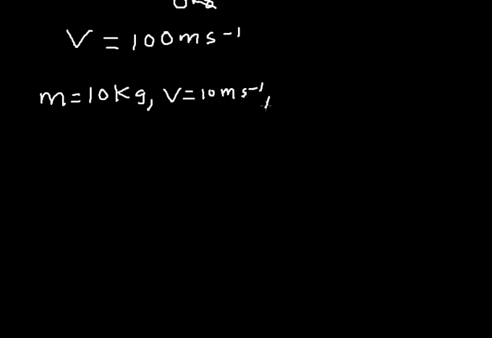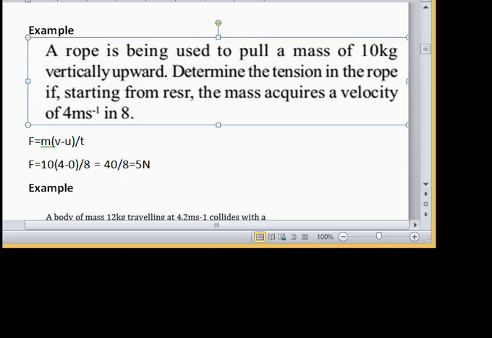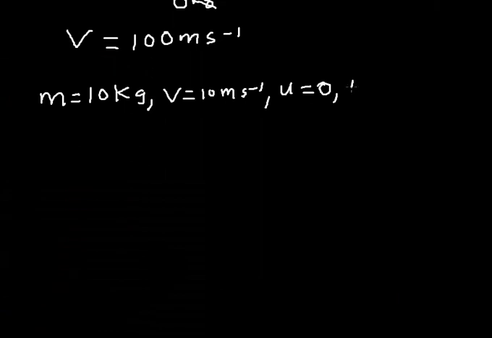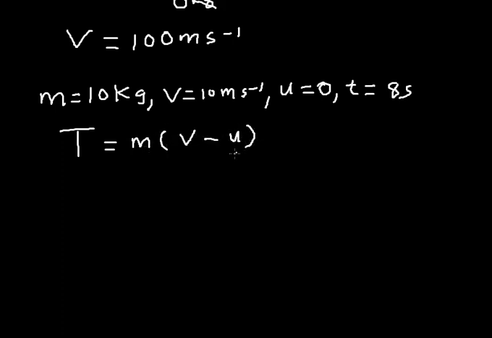Okay, and they say starting from rest. Starting from rest, that's okay. That's u is equal to 0, and the time for that to actually happen is 8 seconds. All right, so tension is also force. Please take note. Tension is a type of force on a rope, and we're still going to apply the formula for Newton's second law for force.